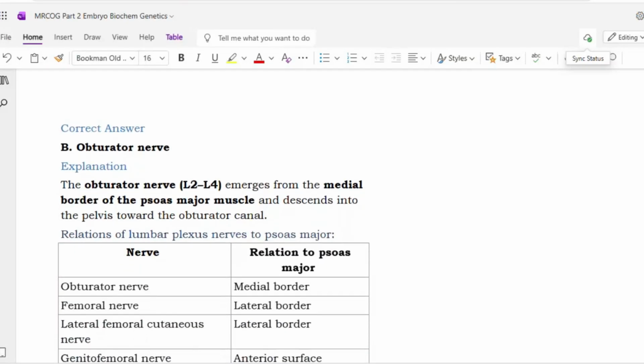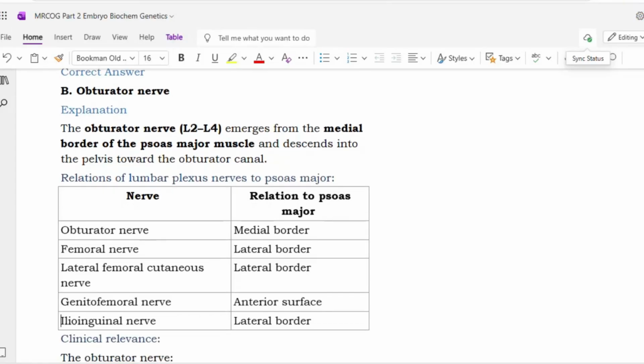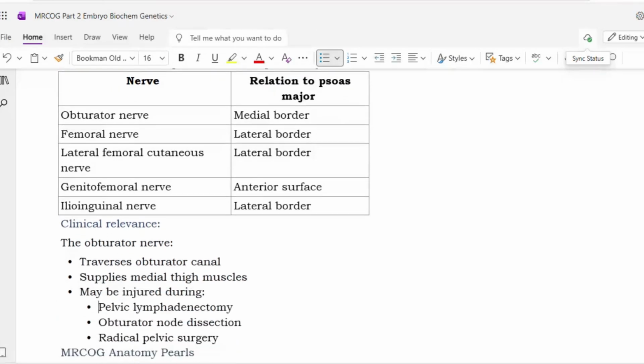The obturator nerve, L2 to L4, emerges from the medial border of the psoas major muscle and descends into the pelvis towards the obturator canal. So the obturator nerve lies on the medial border of the psoas major muscle. Femoral nerve on the lateral border. Okay, lateral femoral cutaneous nerve, again lateral border. Genitofemoral nerve on the anterior surface. Ilioinguinal nerve, lateral border. Okay, so please remember this.